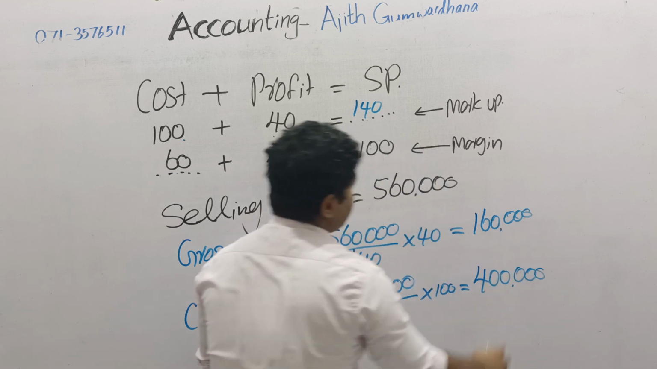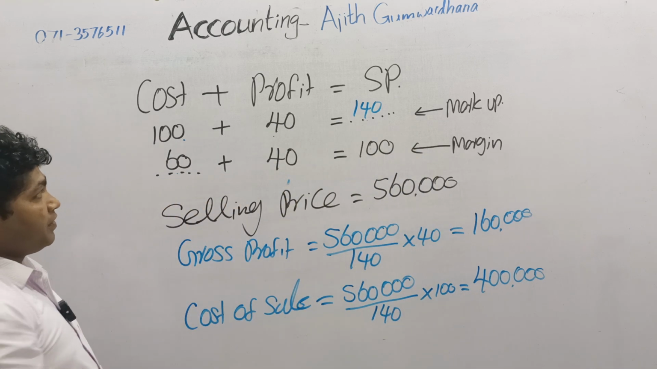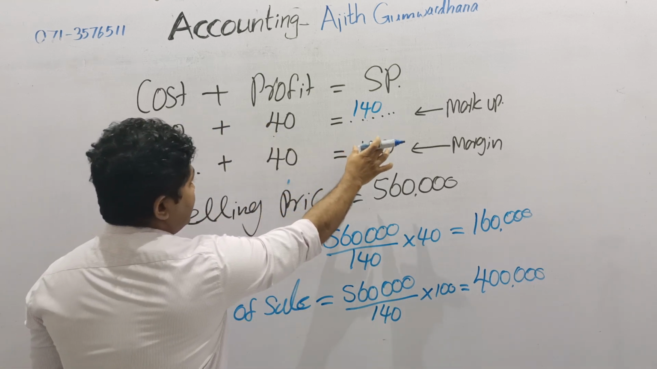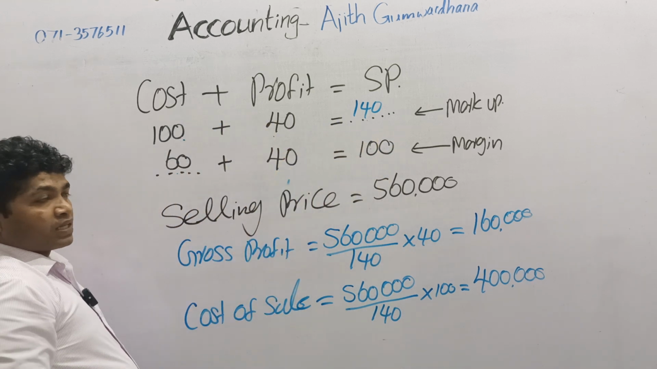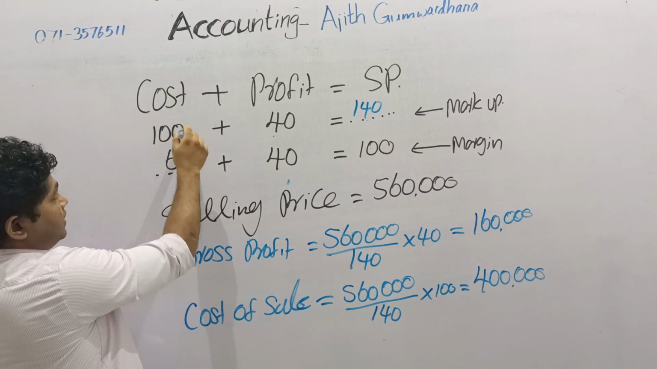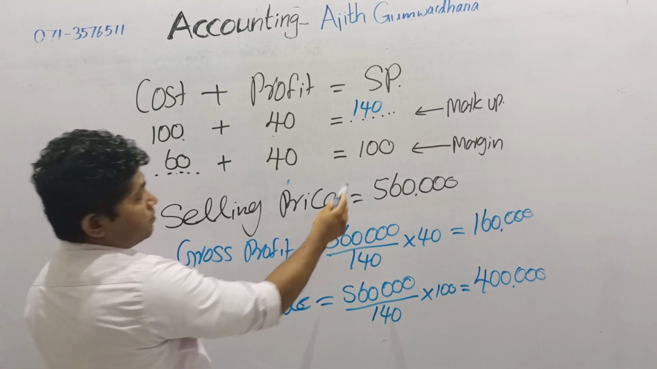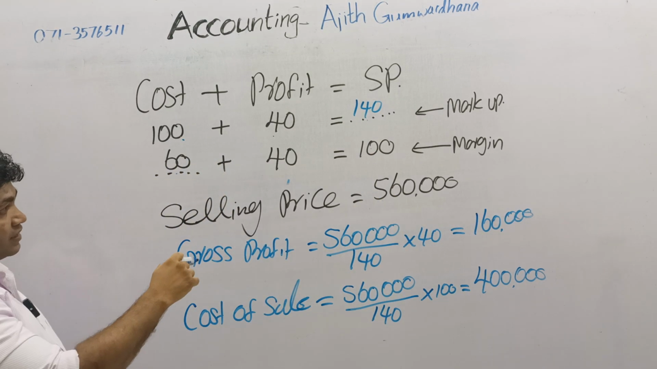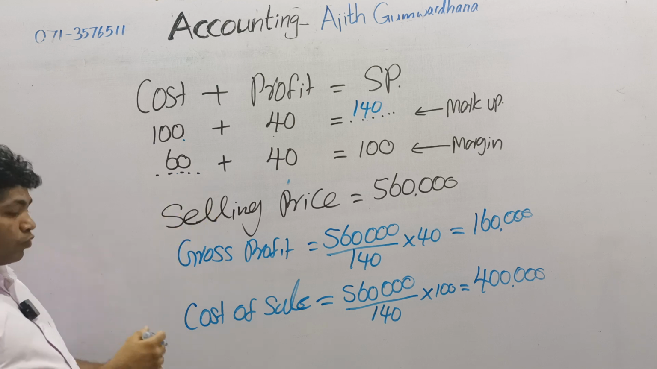Think how to apply profit markup and profit margin. Profit markup means profit decided based on cost value. Profit margin means profit decided based on selling price. If it is markup, very important, cost value is 100. If it is margin, selling price is 100. Now think, if the selling price is given, how to apply profit margin?